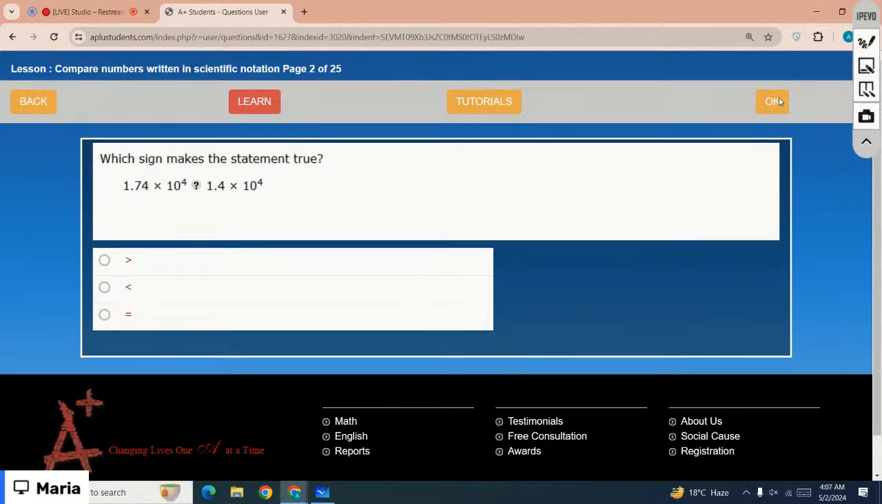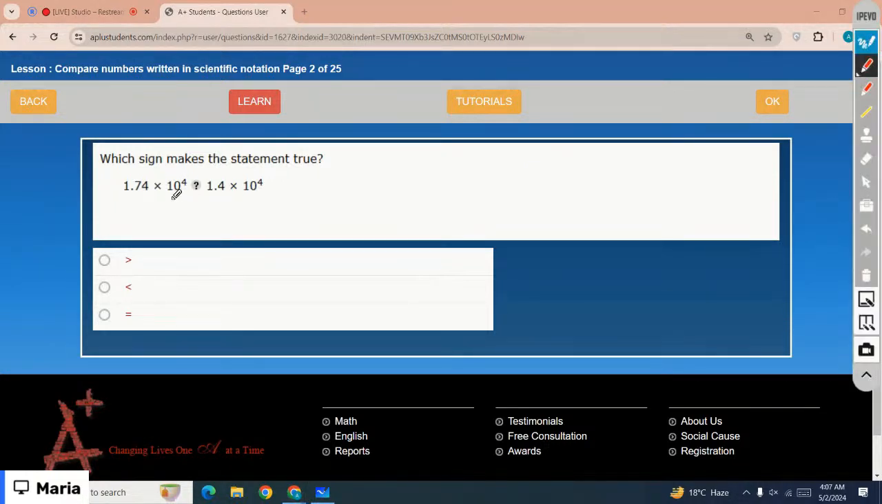Which sign makes the statement true? 1.74 times 10 exponent 4. You have to compare it to 1.4 times 10 exponent 4. Now, both of them have exactly the same exponent, right? So now you have to look for the numbers they are multiplying. The first digit is also equal. Here you have 1, here you have 1. But here you have 7. 7 is greater than 4, right? That means 1.74 times 10 exponent 4 is greater than 1.4 times 10 exponent 4.